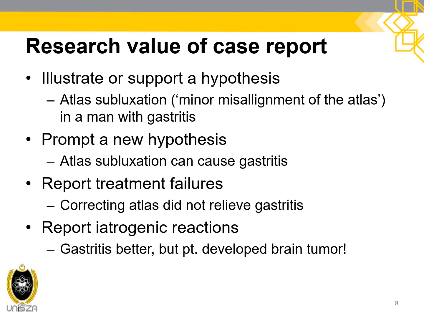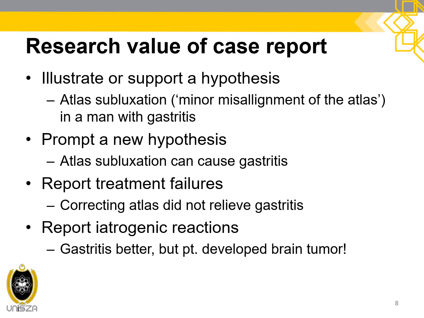There are several research values of a case report. The first one is to illustrate or support a hypothesis. An example is atlas subluxation. Atlas subluxation is a minor misalignment of the atlas, the very first bone in our neck, C1, in a man with gastritis. So when we describe this atlas subluxation in a man with gastritis, we are illustrating or supporting a hypothesis in a case report.